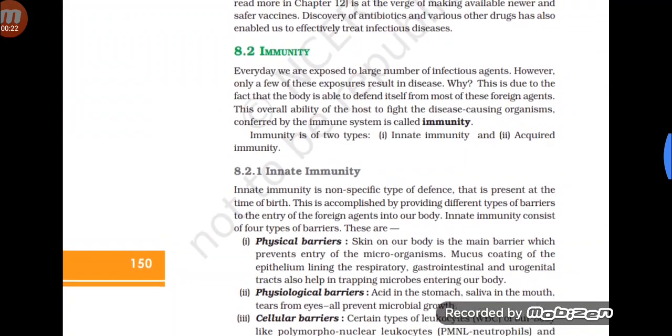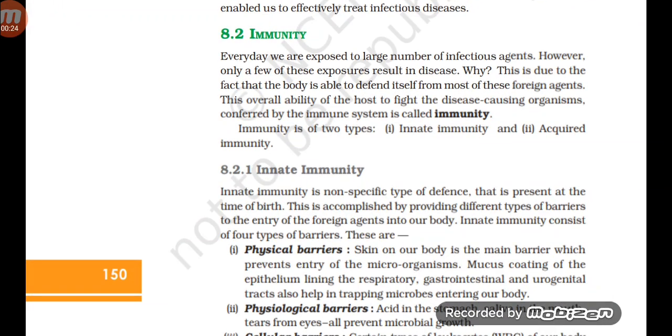So every day we are exposed to a large number of infectious agents. However, only a few of these exposures result in disease. Why? This is due to the fact that the body is able to defend itself from most of the foreign agents, and this overall ability of the host to fight the disease causing organism conferred by the immune system is called immunity. So immunity is of two types: innate immunity and acquired immunity.